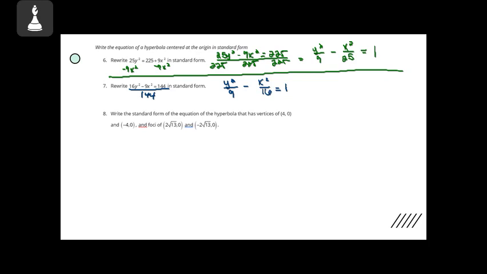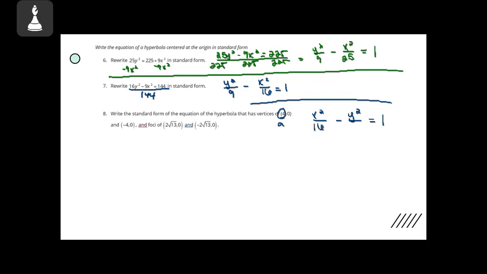Number 8 gives us our vertices and our foci and asks us to go back to the equation. So vertices 4, 0, and negative 4, 0. So that means x is first. So x squared over something minus y squared over something has to equal 1. And we can determine a because, well, that's a right there. So a is 4. That means x squared is over 16. Now all I need to do is find b.